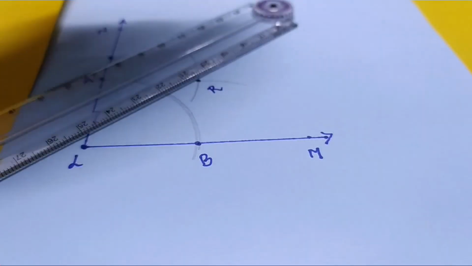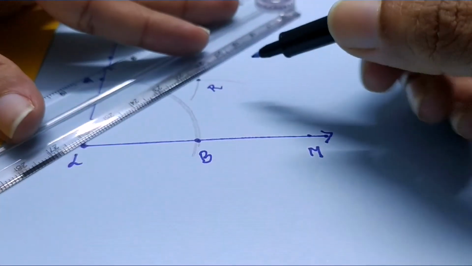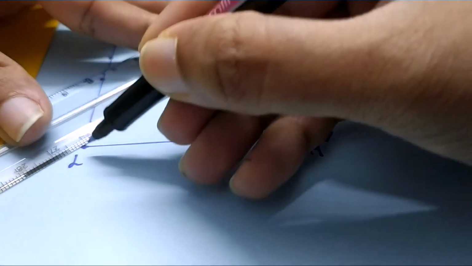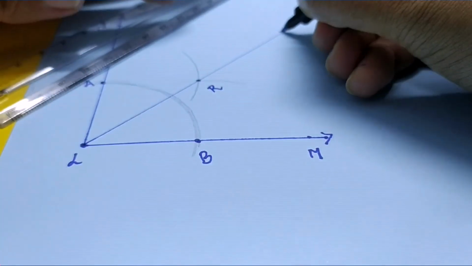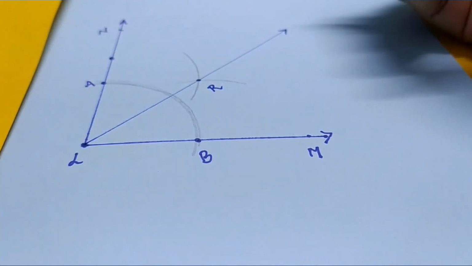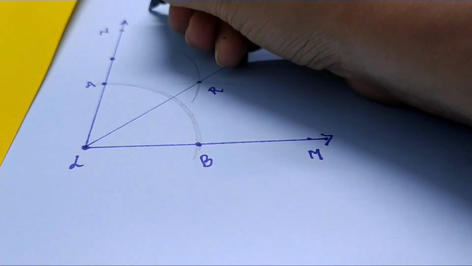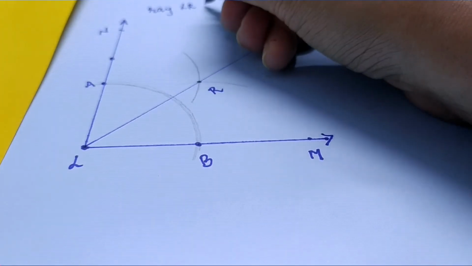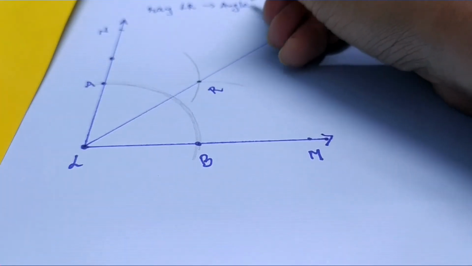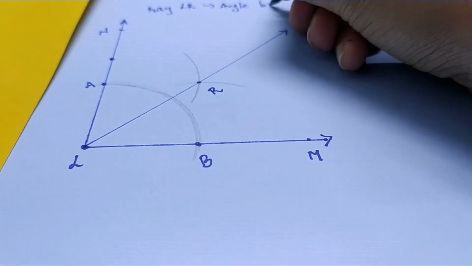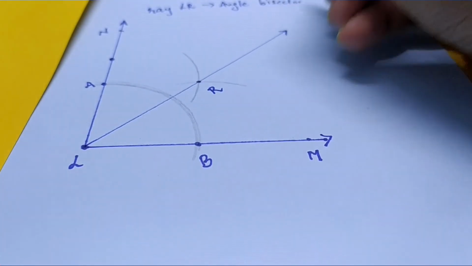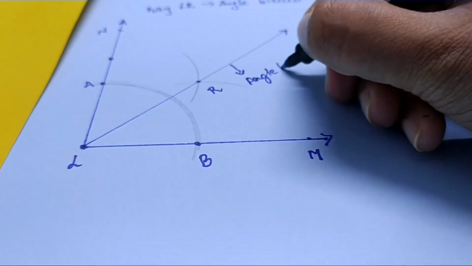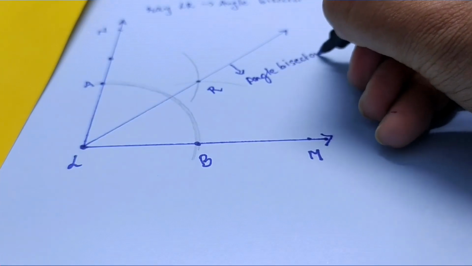I'm going to use a scale. Make sure that point R and point L are in line with the scale and draw the ray. Ray LR then becomes your angle bisector. This is your angle bisector.